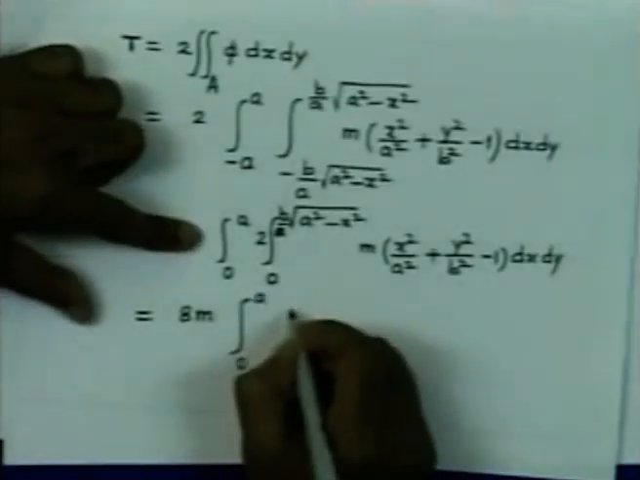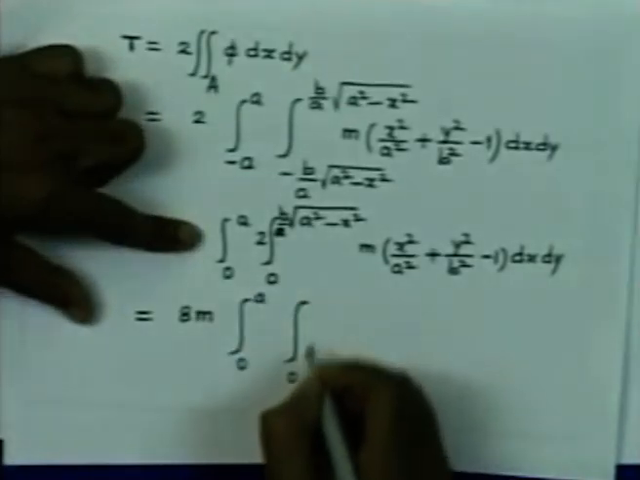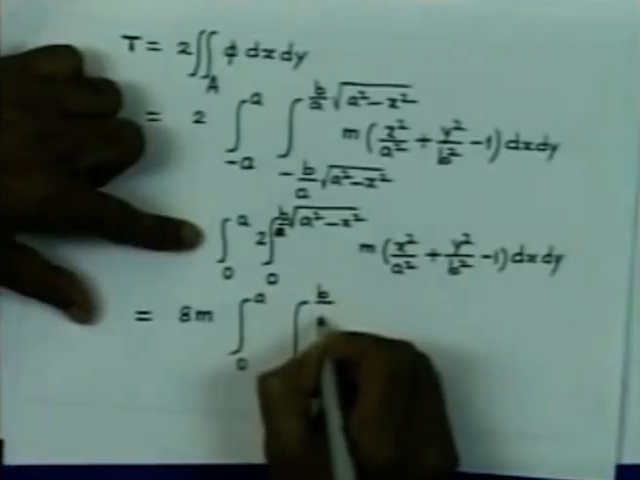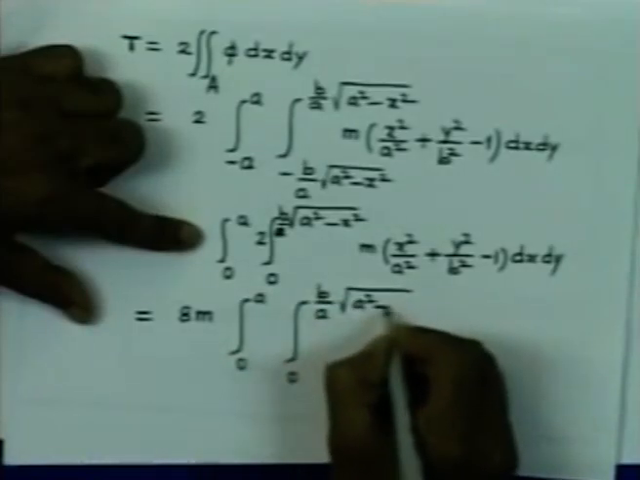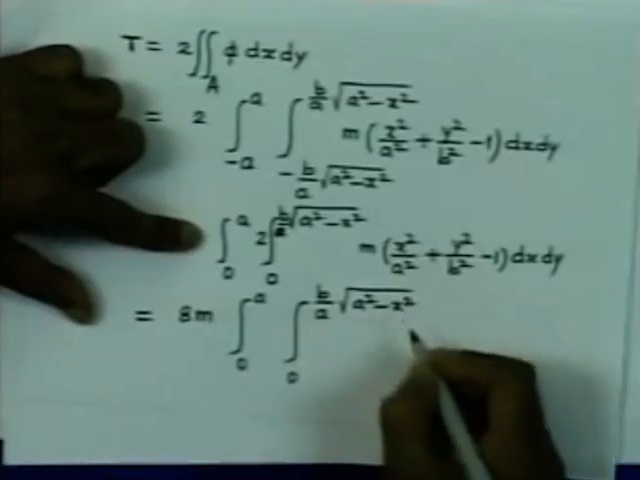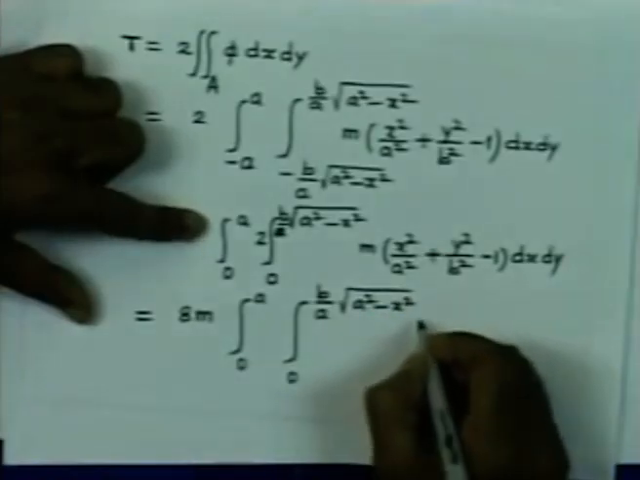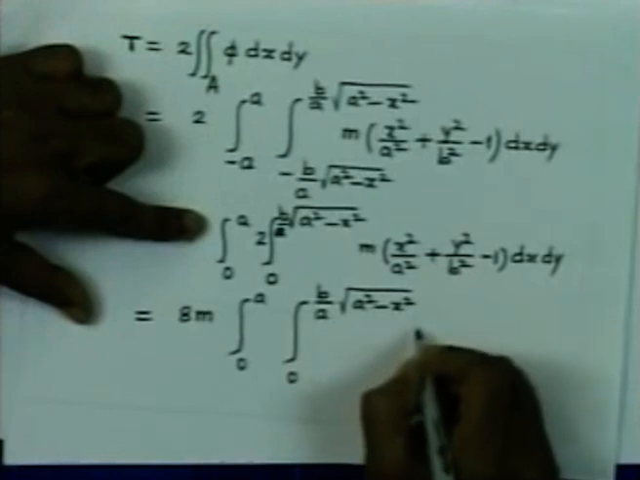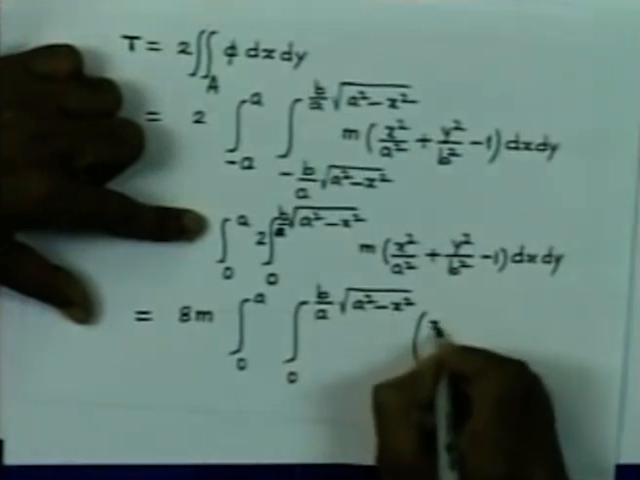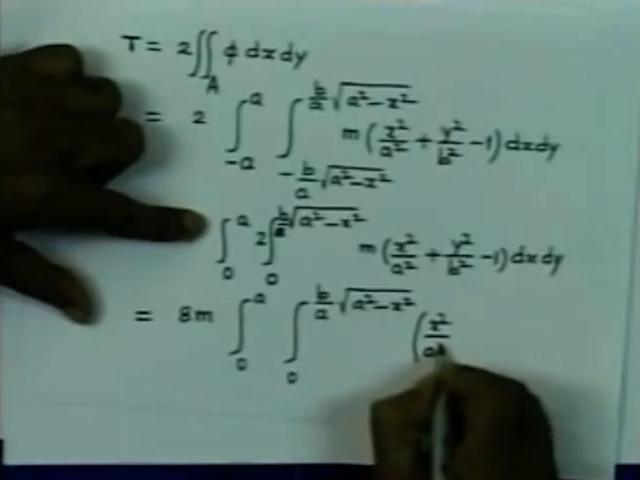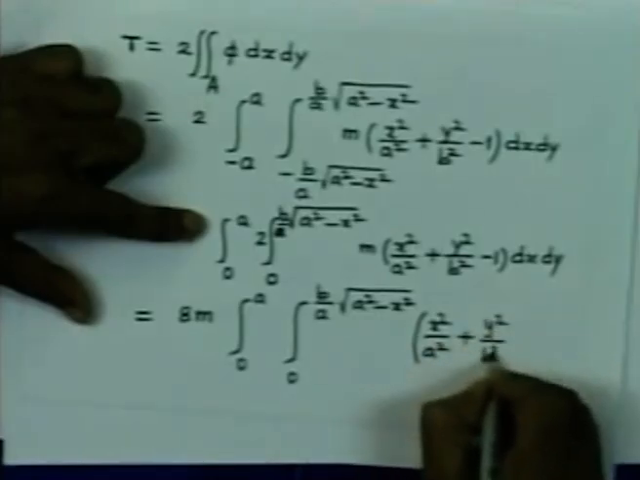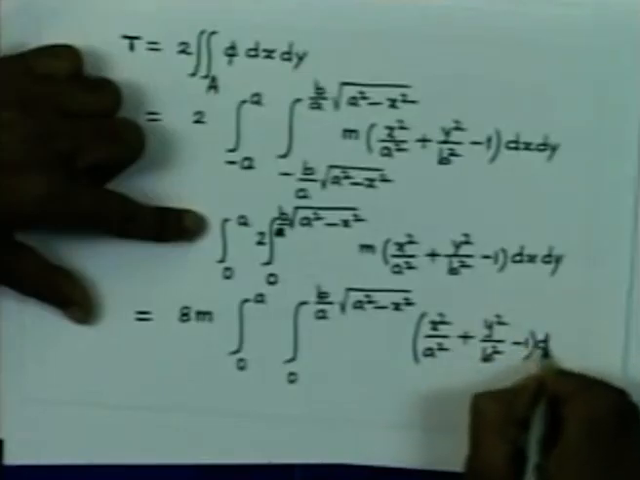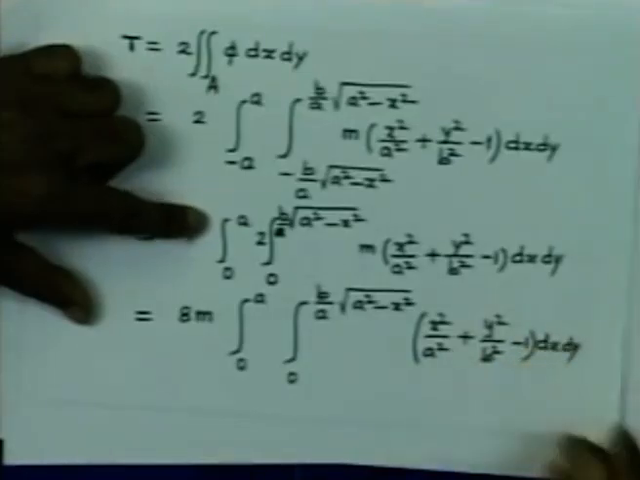The integral is from 0 to a, and from 0 to b by a root over a square minus x square, of x square by a square plus y square by b square minus 1, dx dy.